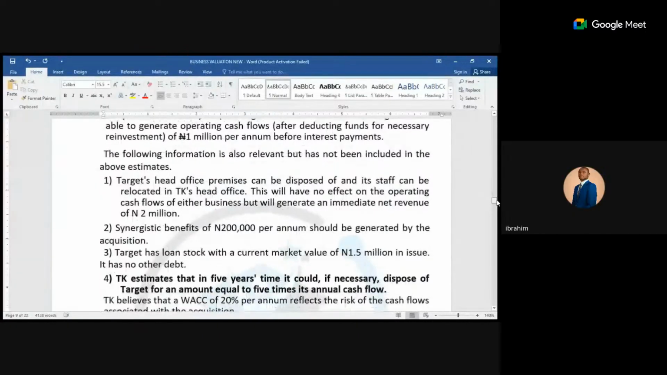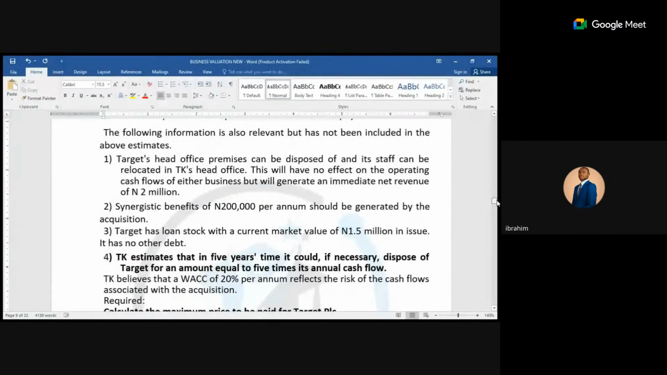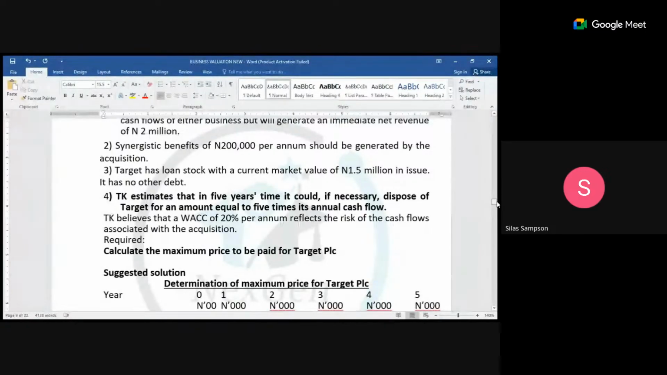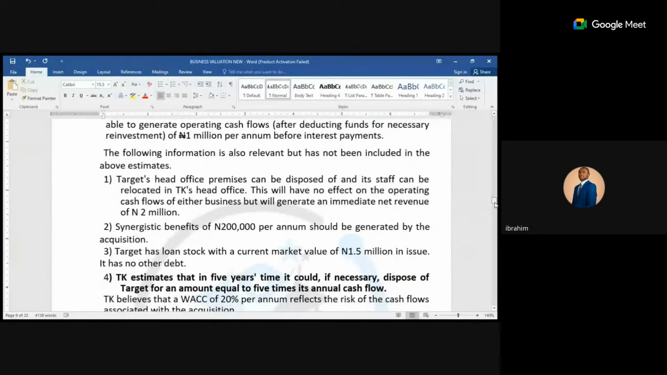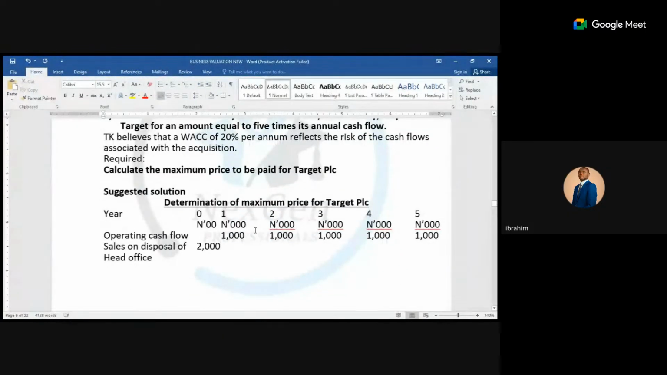We have synergy benefit of the decision. Sir, any synergy benefit? Disposal of head office or disposal of assets for premises? Head office assets, what do you dispose? Is it not head office premises? You can put it there. Disposal of head office premises. Fine. You can add premises, or cash flow arising on disposal.